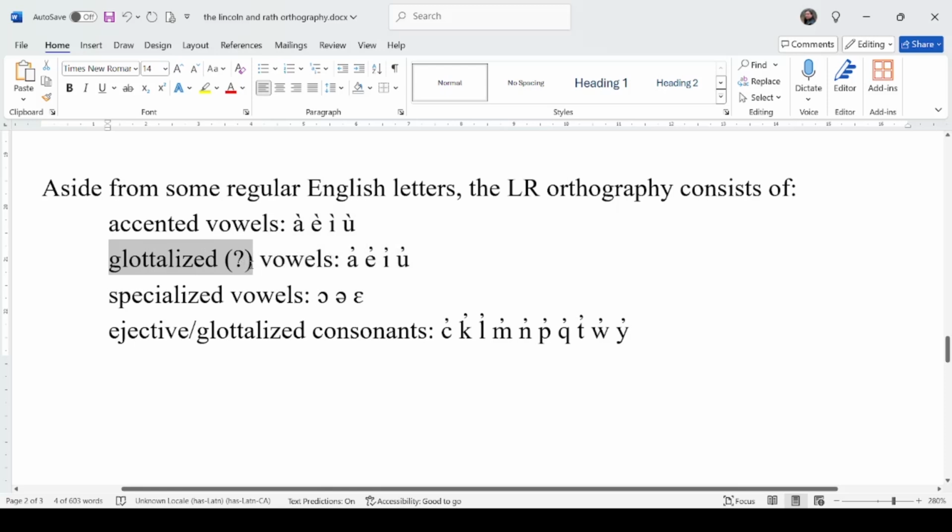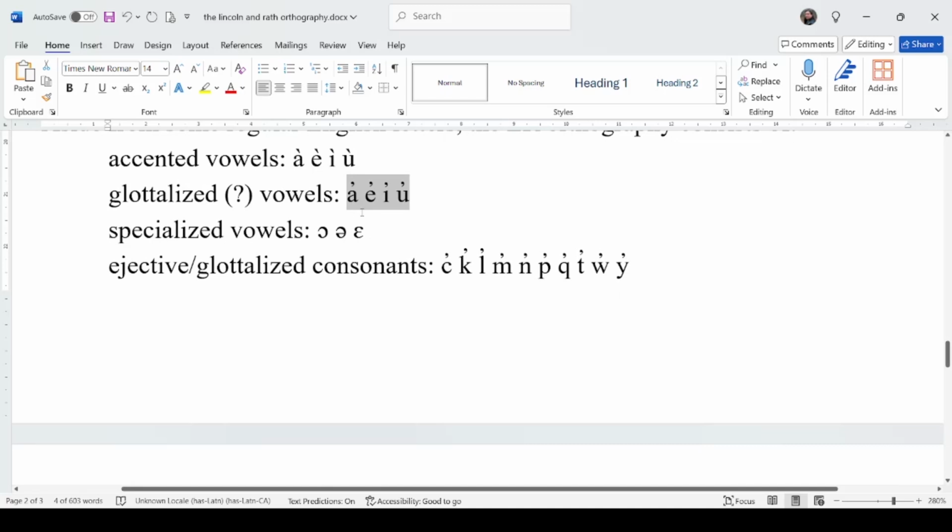There's also what I call glottalized. You can see I put a question mark beside glottalized because I'm not entirely sure what to call these, but sometimes you'll see a vowel with an apostrophe on top of it. This is something you would not see in the hybrid orthography. And we'll take a look at that a little bit later on. We'll see some examples of these symbols used in the Lincoln Rath 1986 dictionary.